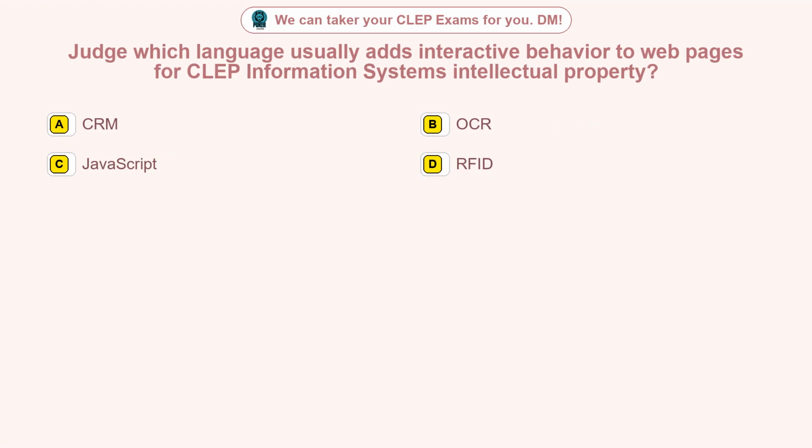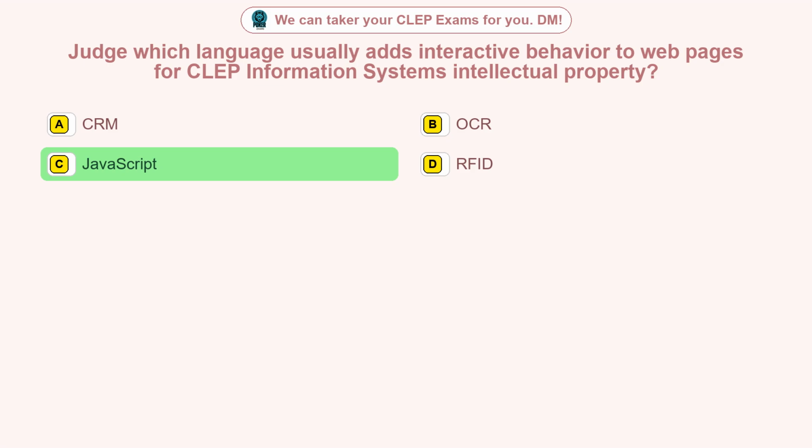Question 36. Judge which language usually adds interactive behavior to web pages for CLEP Information Systems intellectual property. Option A. CRM. Option B. OCR. Option C. JavaScript. Option D. RFID. The correct answer is option C.